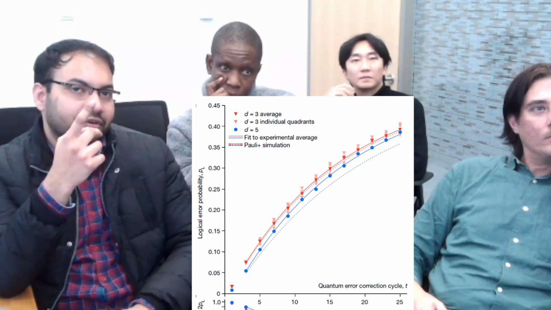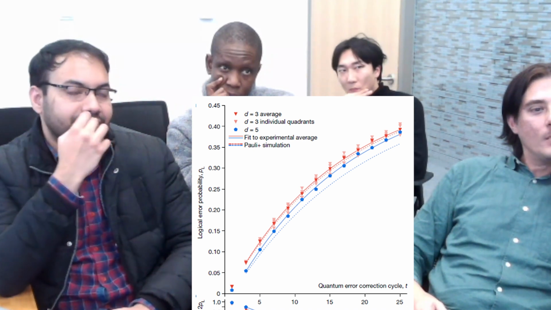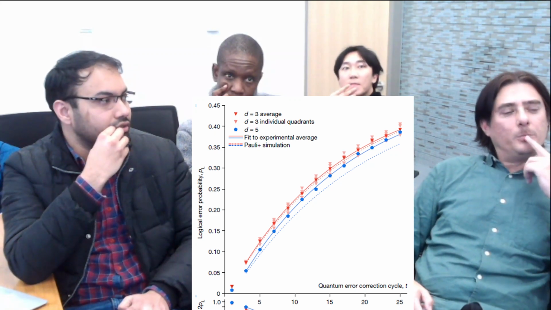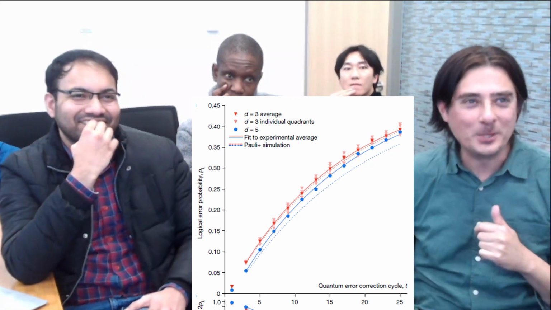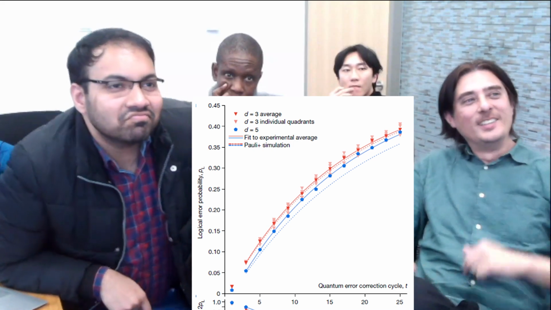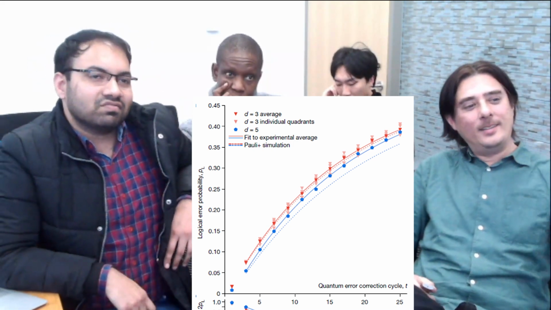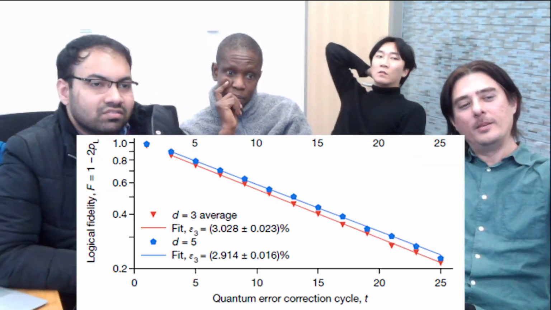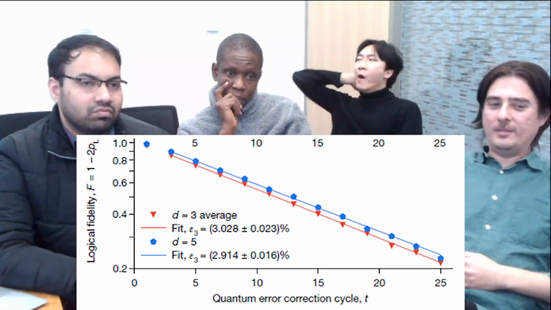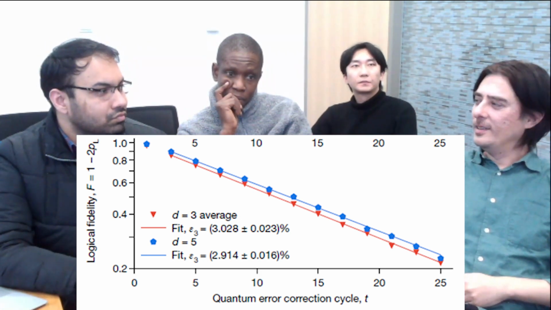Like how much percent from D3 to D5? Well, very small, it's pretty small. It's just a couple of percent, right? I mean, in the error per cycle, it's 0.1%. So it's pretty marginal.